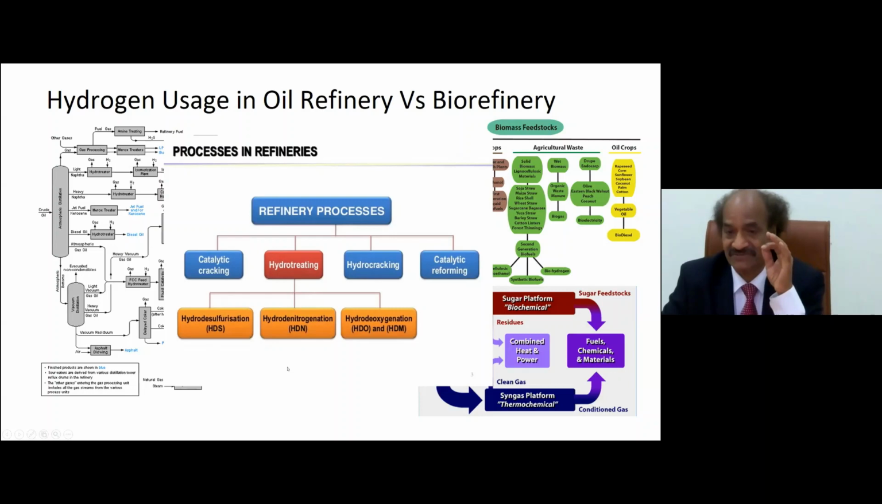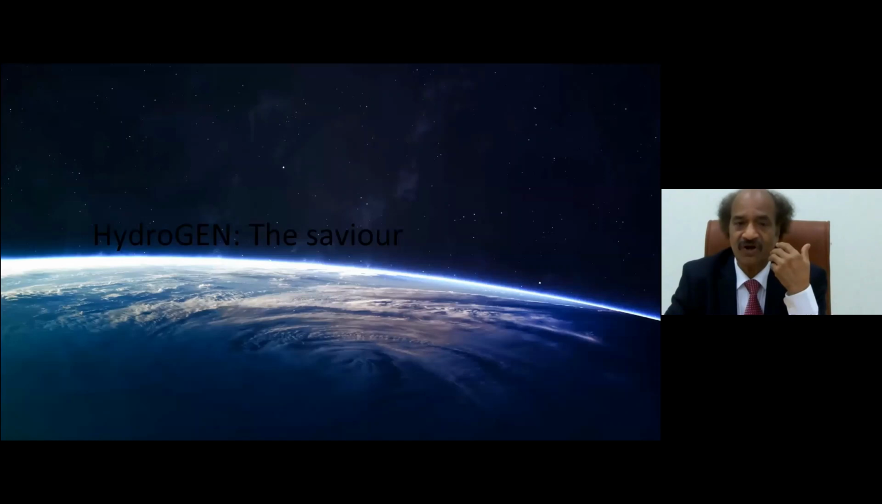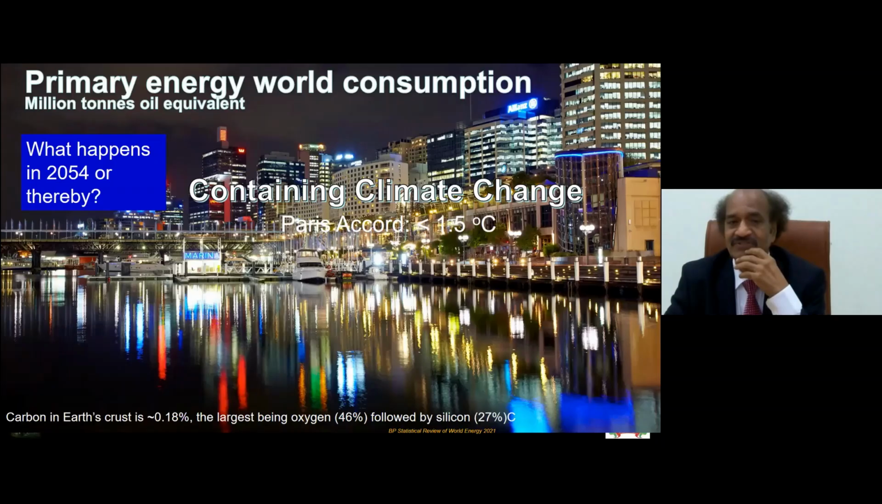They are getting it from steam reforming of natural gas. That is the so-called gray hydrogen. And the other part of that carbon goes out as carbon dioxide. So that is what we are doing, and that is where the temperature of the globe is increasing, right? And that is apart from the coal power plants and transportation and whatnot. On the contrary, even in the biorefinery, hydrogen and oxygen are required to valorize those feedstock, right? So hydrogen is going to be the savior in both instances.